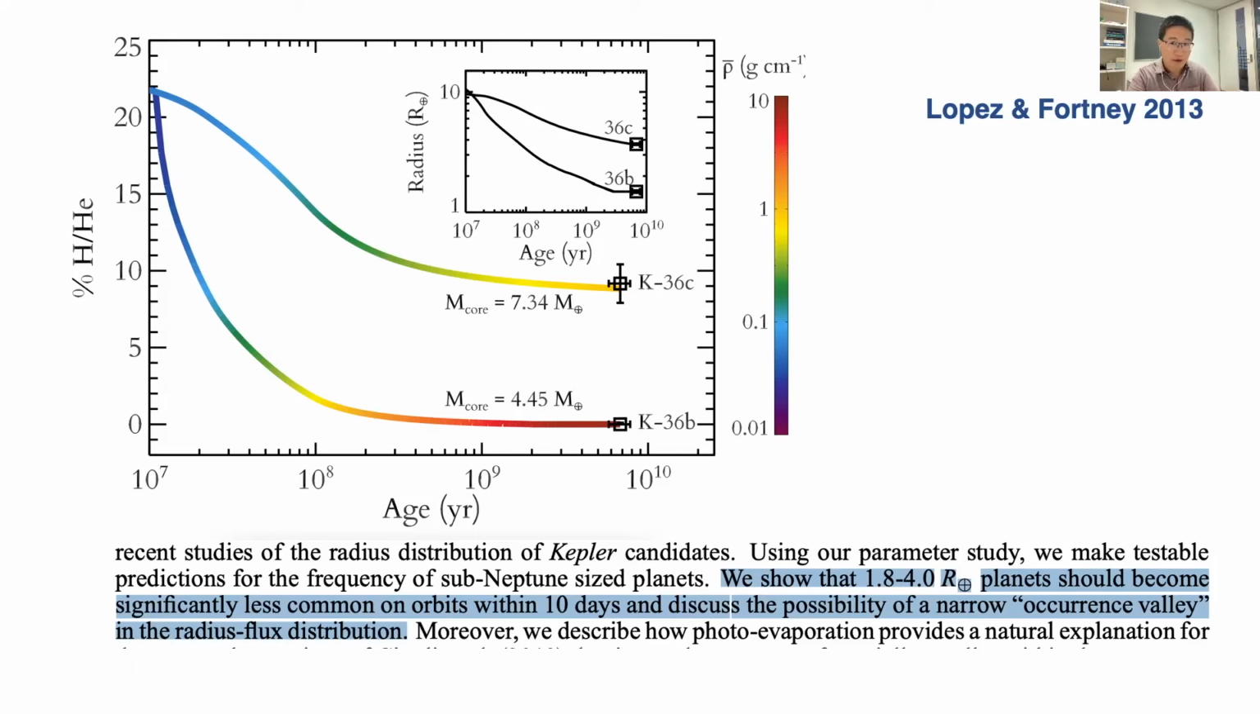It's a runaway process. I'm showing this because this is one of the best predictions in the exoplanet field. The presence of an occurrence valley, a valley in the period-radius distribution, is one that was predicted before it was described from the Kepler observations, from the Kepler distribution.